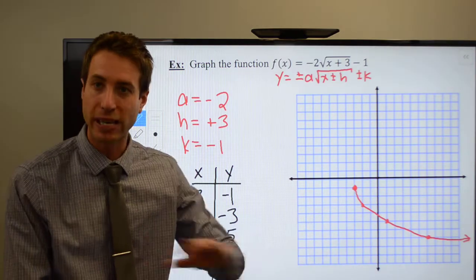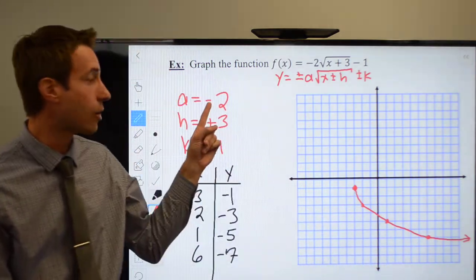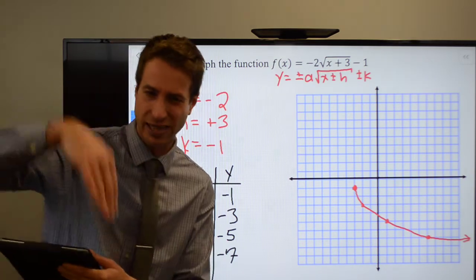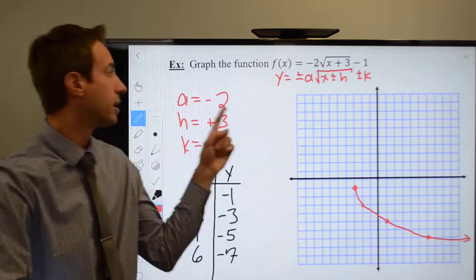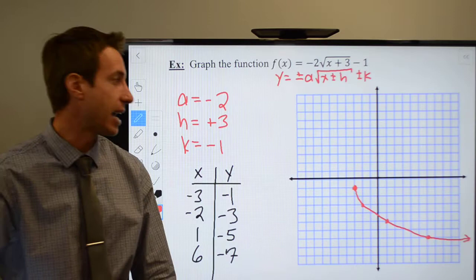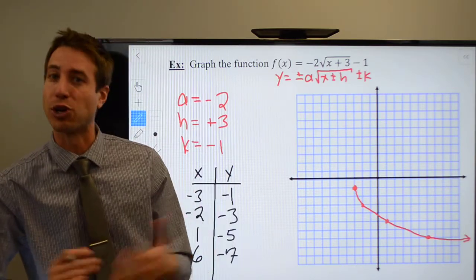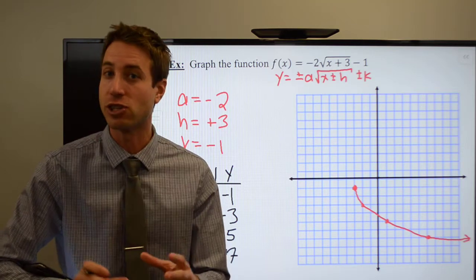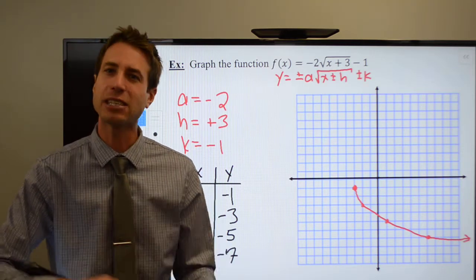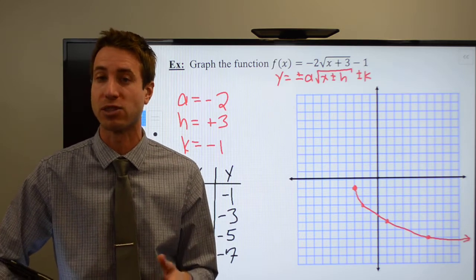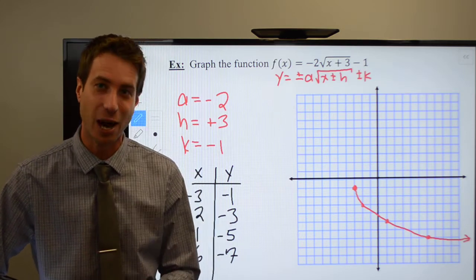There's my starting point. It's no surprise it opens down. A is negative. And it's no surprise that it's a little deeper arc because I have a vertical stretch. A is 2. All right, guys, that takes care of these problems where we're graphing functions that have a radical in them. On the next page of notes, we're going to see how these functions actually apply in some word problems. So head on over to the next page of the notes, and I'll meet you guys there.